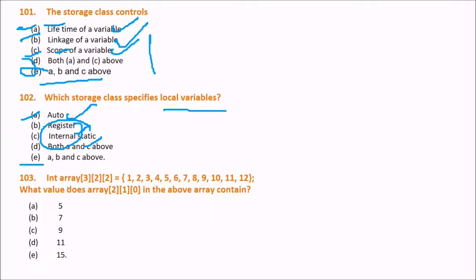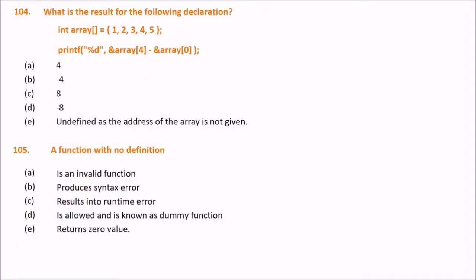Next is, we have an array 3, 2, 2, and these are the values in the array. What value does 2, 1, 0 in the above array contain? So I hope you will do it by yourself. I'll give you the answer. The answer is 11. And why is it so? Because according to the memory allocation of array, 3 rows are there, as each row is having 2 by 2 dimension matrix. So you can easily make it like this: 3, 2, 2. You'll come across 11.